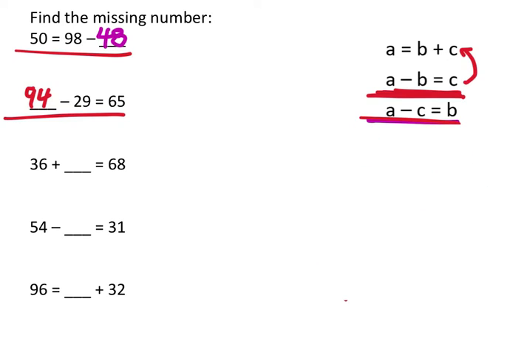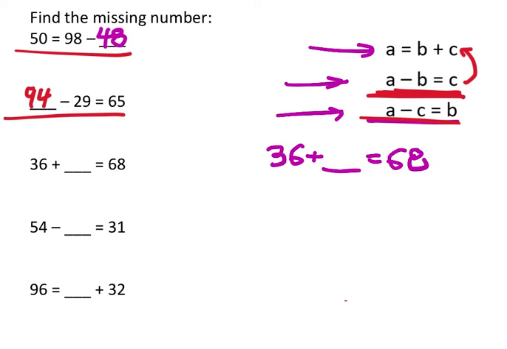Let me get rid of this stuff so we have some space to work with. All right, so this is the fact that we have 36 plus something equals 68. So that would be the top fact. So I'm going to write both of the other facts and see which one helps us out the most.